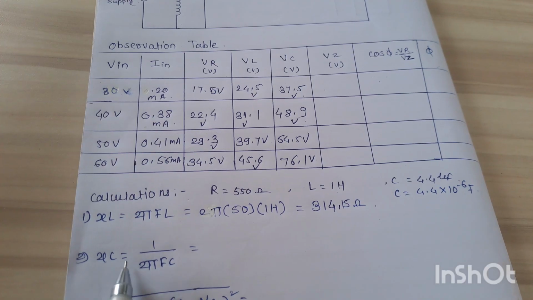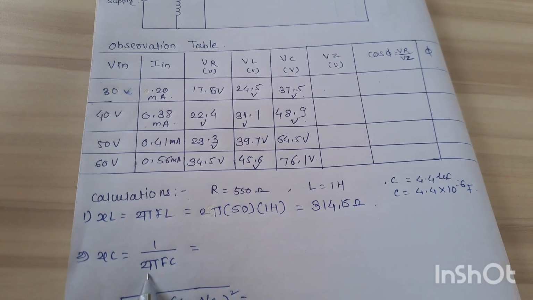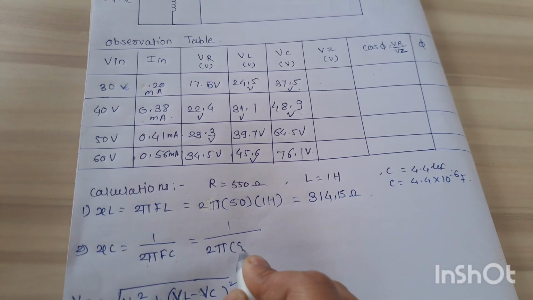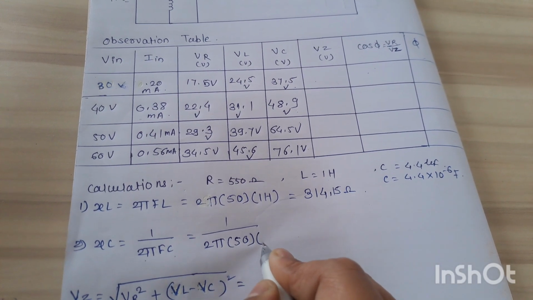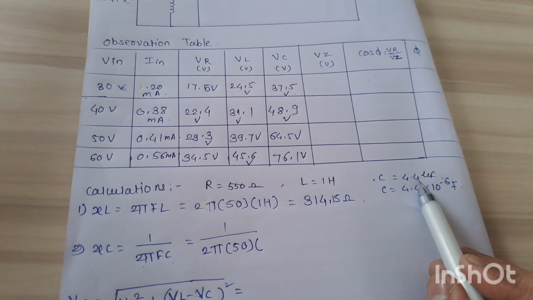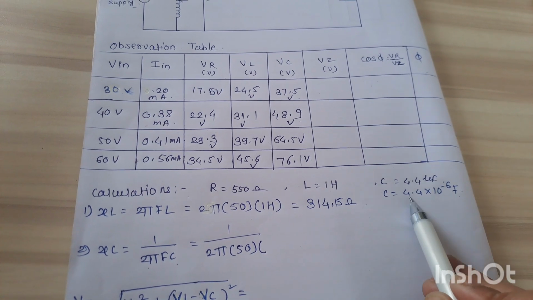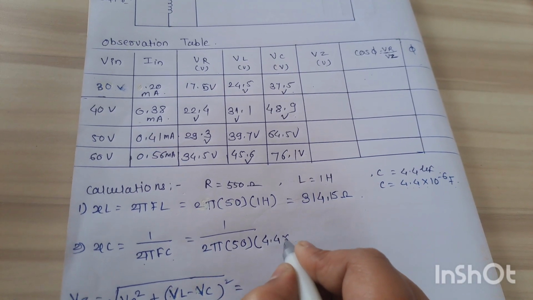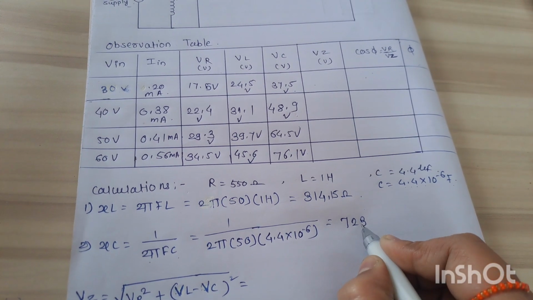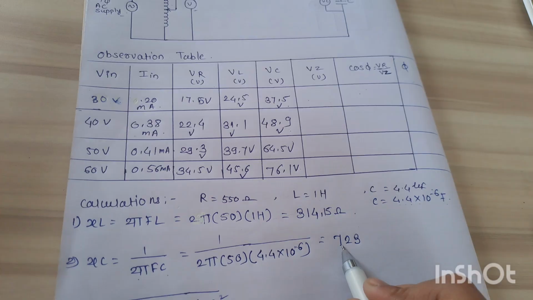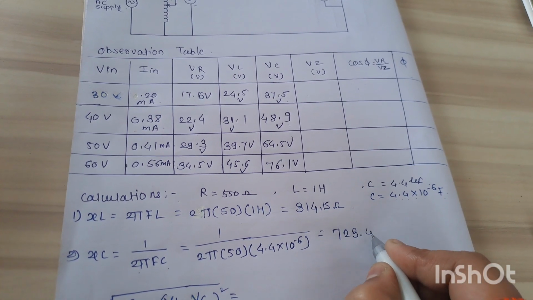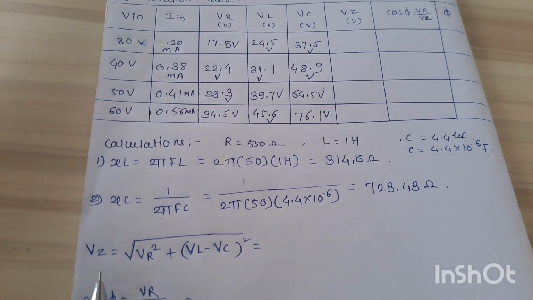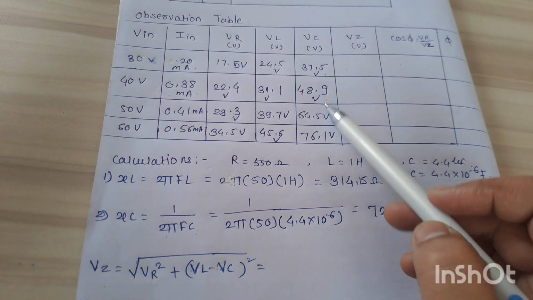Now we calculate the value of XC. The formula to calculate XC is 1 upon 2 pi FC. 1 upon 2 pi, F is 50 Hertz and C is 4.4 microfarad, which is converted into farad, which is 4.4 into 10 raised to minus 6 farad. So XC is 723.43 ohm.